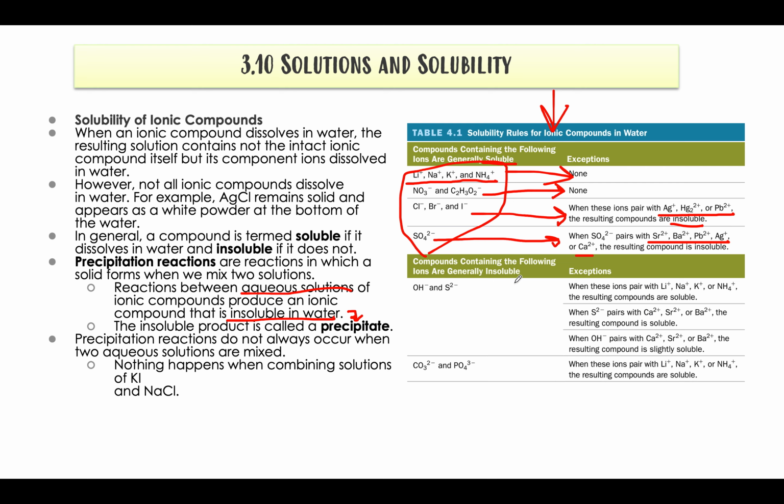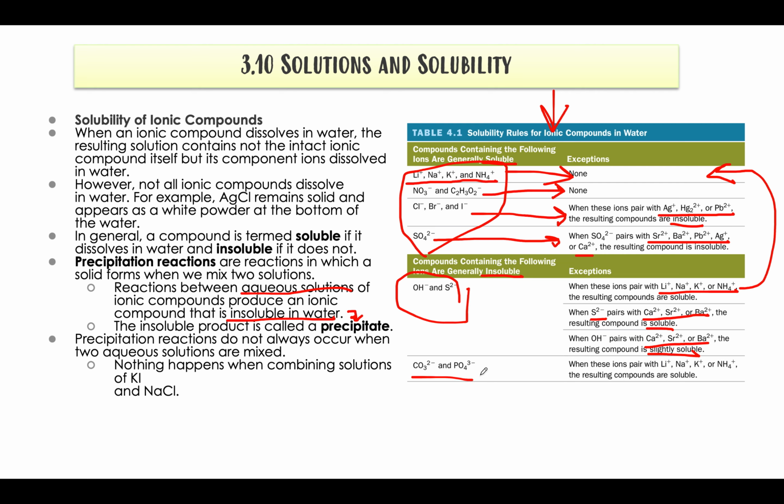Now, everything under here is going to be generally insoluble. So this is the opposite. Hydroxides and sulfides are generally insoluble. They do not dissolve in water unless they're paired with lithium, sodium, potassium, or ammonium, because remember, with these there are no exceptions, meaning they're always going to be soluble. When a sulfide is paired with calcium, strontium, or barium, it's soluble. And when hydroxides pair with calcium, strontium, or barium, it's slightly soluble, meaning it's a weak electrolyte.